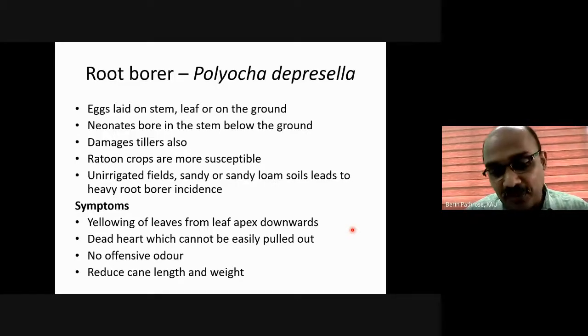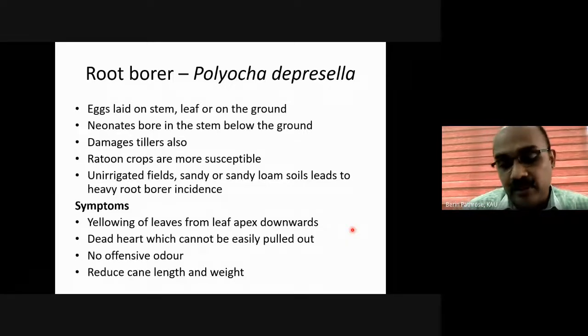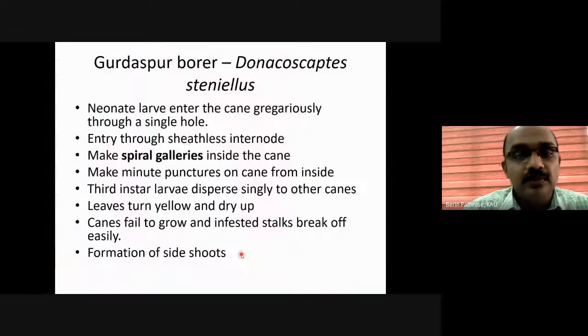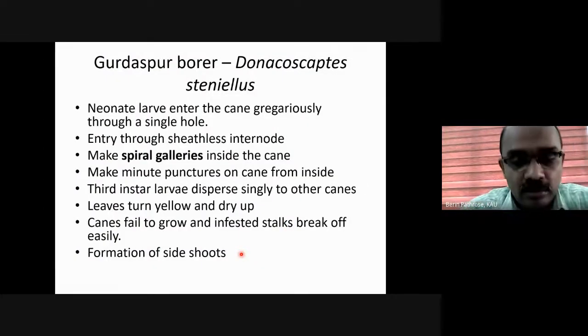So that is one thing, dead heart which cannot be easily pulled out. There won't be any offensive odor, and it will lead to reduction in cane length and weight. So this is with respect to root borer. You can see the underground portion, there will be bored hole and you can see the damage. Because of this, all the translocation will be affected and there will be drying of the leaf from leaf tip downward. Coming to the next pest, that is Gurdaspur borer.